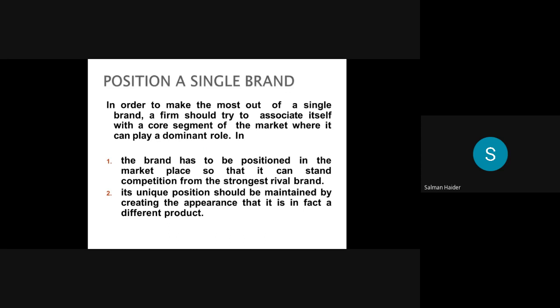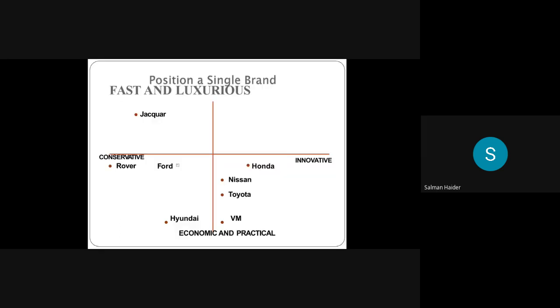Position a single brand. In order to make the most out of the single brand, a firm should try to associate itself with a core segment of the market where it can play a dominant role. The brand has to be positioned in the marketplace so that it can stand competition from the strongest rival brand. Its unique position should be maintained by creating the appearance in fact of the different product.